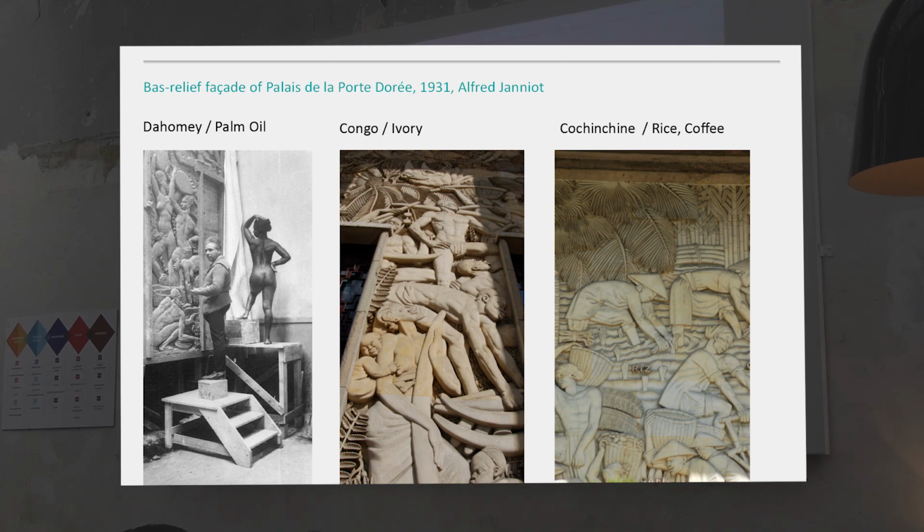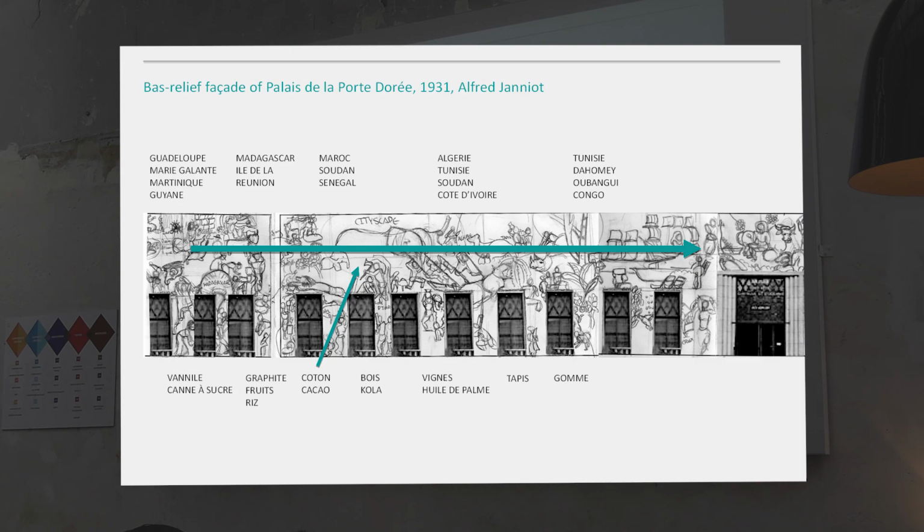The compositions were modeled in clay in the studio. You can see Janiot over here working on the clay model. And then they were carved into stone blocks, and the blocks were reassembled and mounted on the building's facade.